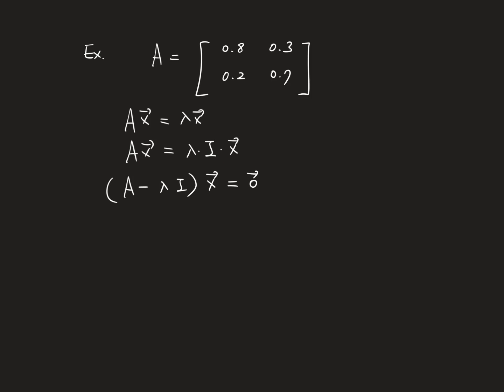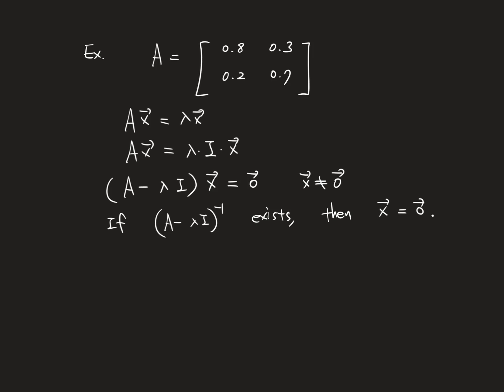We want to find the eigenvector, but an eigenvector is not the 0 vector. So if, for example, A minus lambda I inverse exists, then x vector will be the 0 vector. And so we fail.